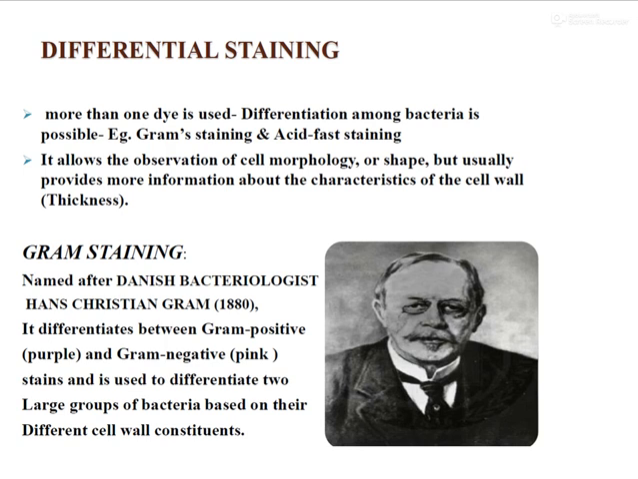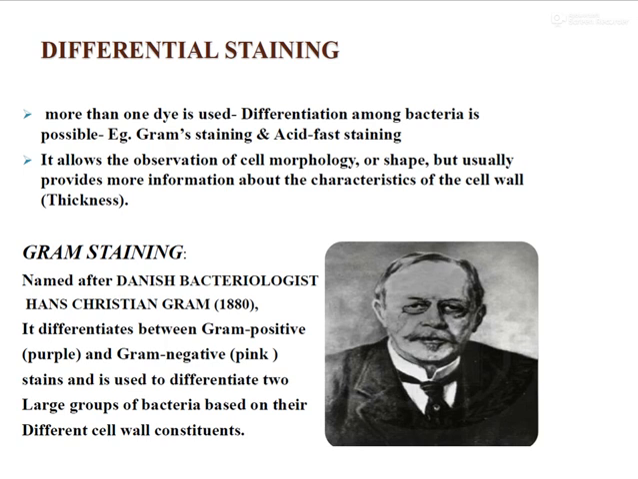Hans Christian Gram noticed this character: when he was using two different stains, some of them took the purple and some of them took the pink color. So he used this particular technique of gram staining to classify the microorganisms. Okay, I'm talking about bacteria specifically. The bacteria can be classified into gram positive and gram negative based on the gram staining procedure.